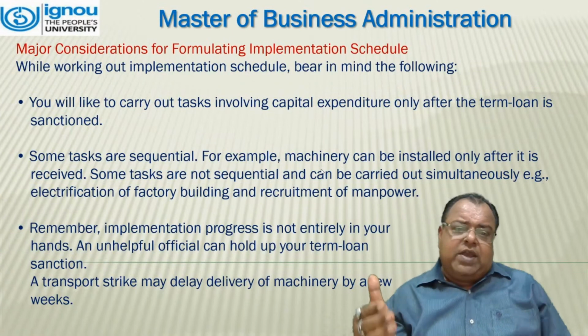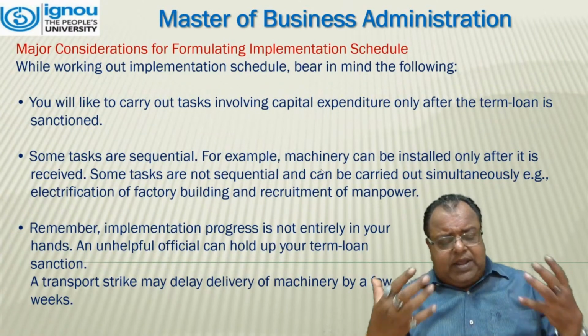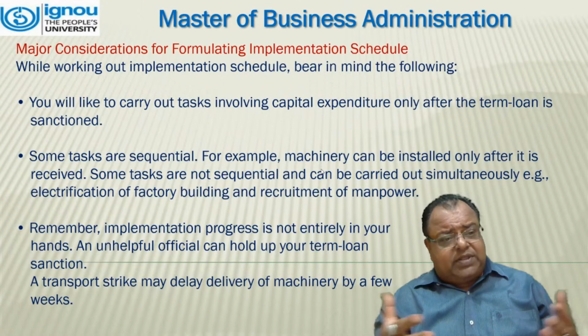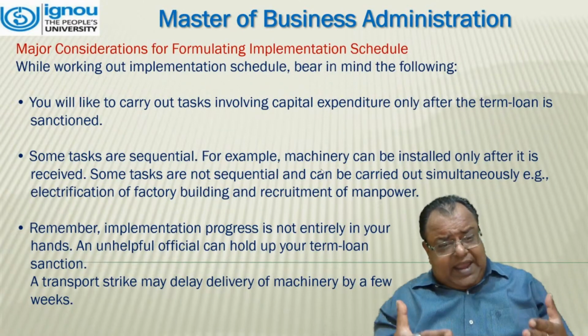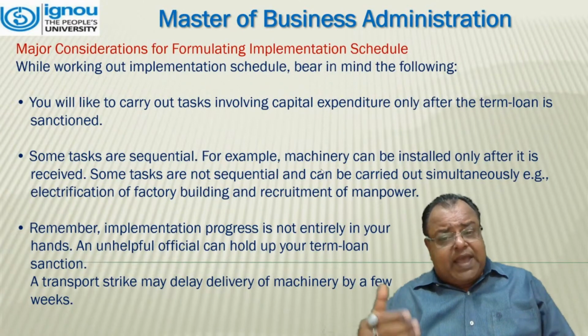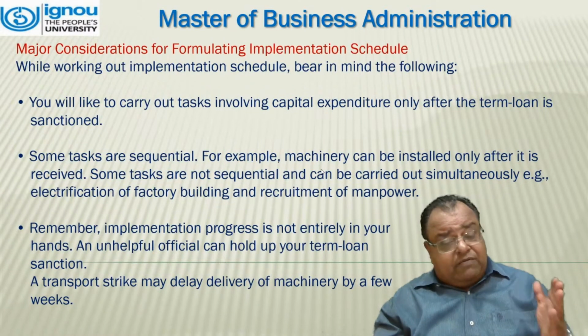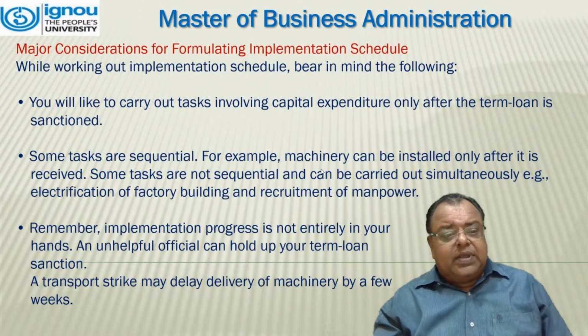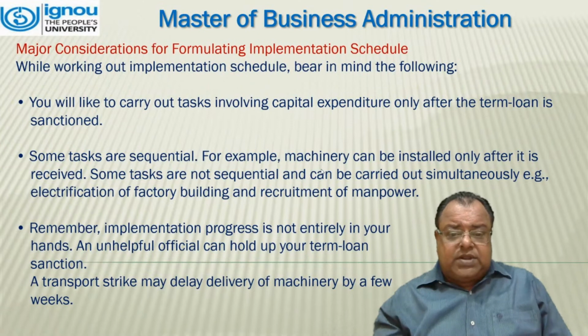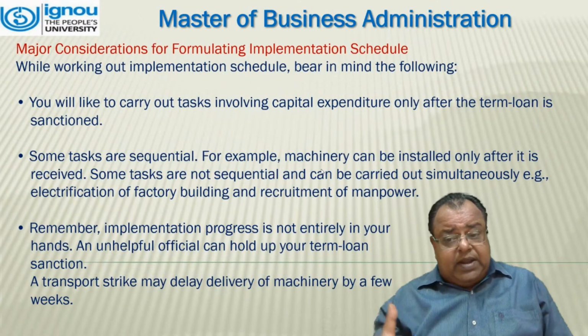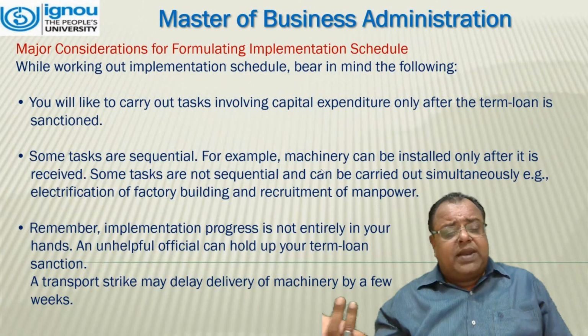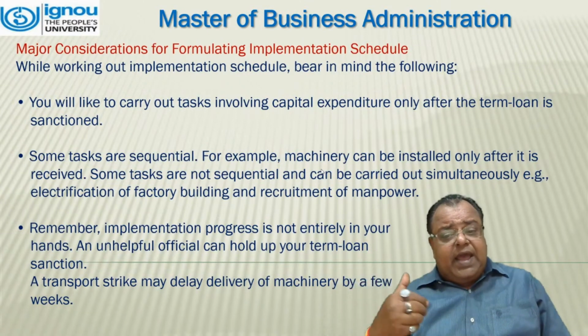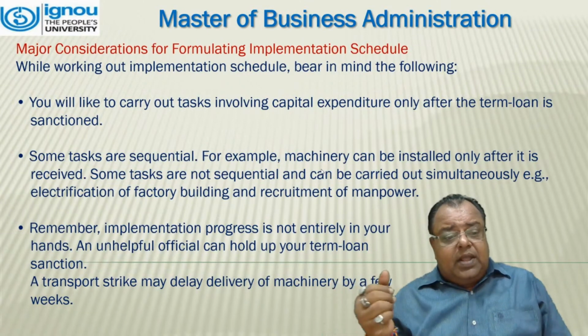While working on the implementation schedule, bear in mind the following steps. You will like to carry out tasks involving capital expenditure only after the term loan is sanctioned. Some tasks are sequential. For example, machinery can be installed only after it is received. Some tasks are not sequential and can be carried out simultaneously. For example, electrification of the factory building and recruitment of manpower.